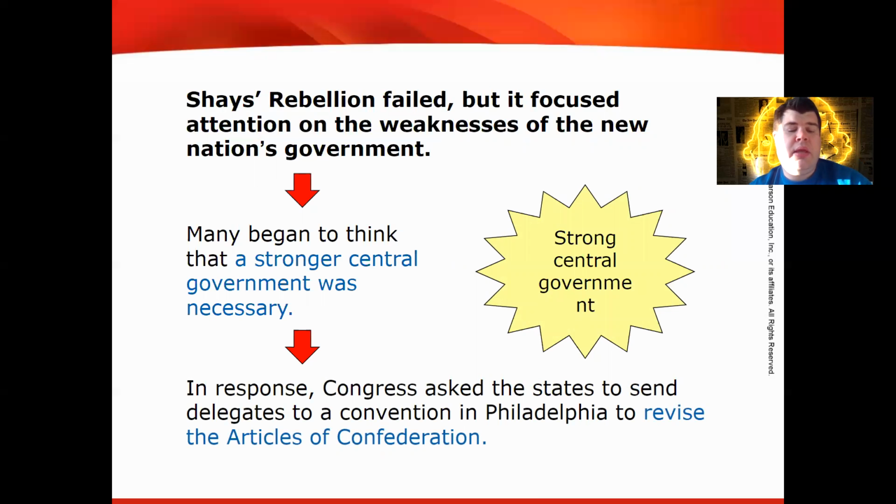So in response, Congress asked the states to send delegates to a convention in Philadelphia to, importantly here, revise the Articles of Confederation. They don't ask them to get rid of them. They ask them just to revise and fix the Articles of Confederation. But as we'll see in coming weeks, that's not what ends up happening.